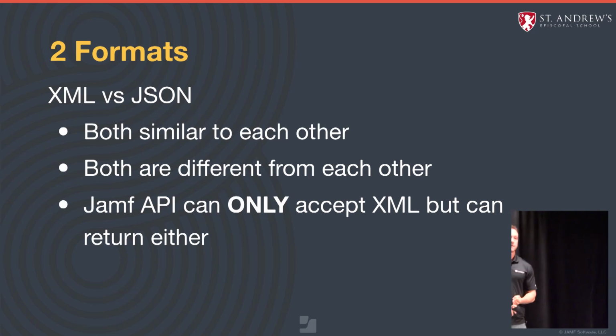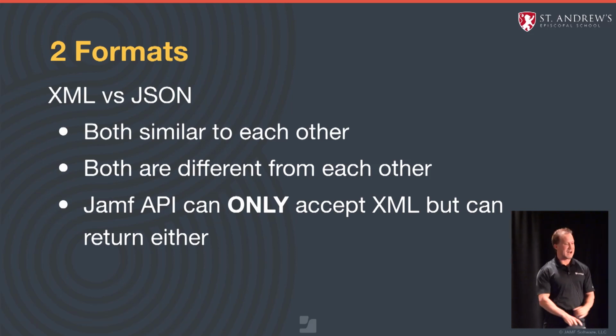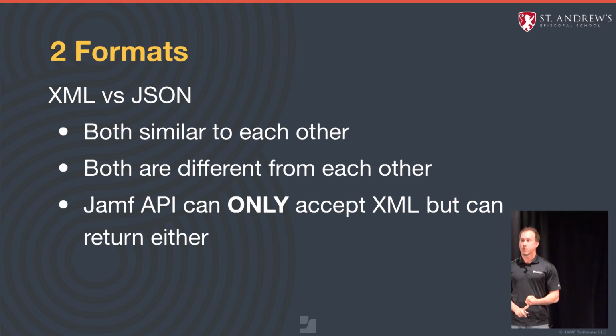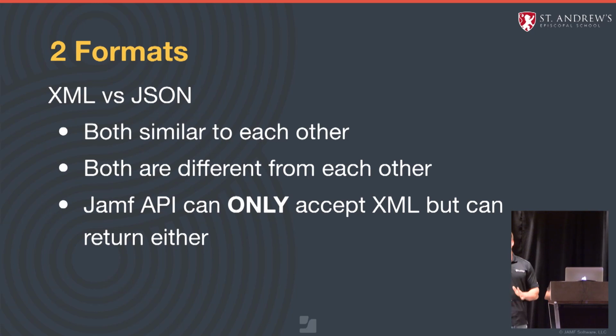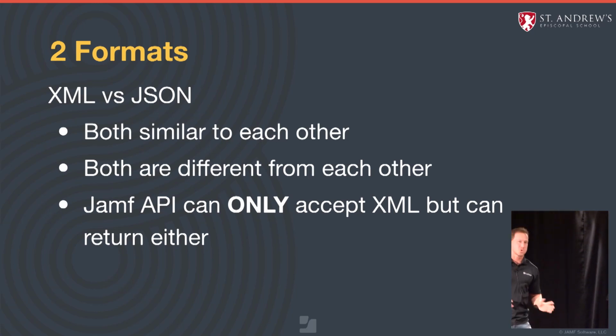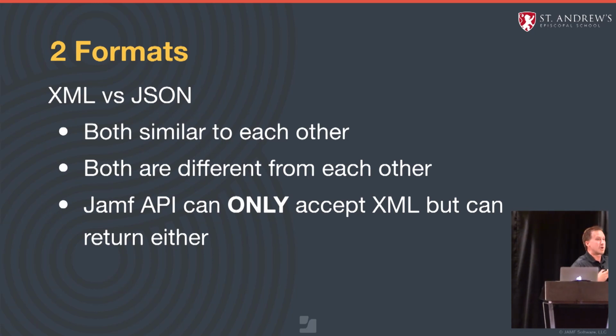So there are two formats that the Jamf API uses, and maybe Jamf 10 changes all of this, so this is all for Jamf 9. But there are two formats that it uses right off the bat, XML and JSON. Both are similar to each other, but both are also very different from each other. And the Jamf API can only, and as you see, I stressed only, accept XML, but can return either. So don't spend an afternoon trying to send JSON up to it, because I may have done that, and learn from my mistake.